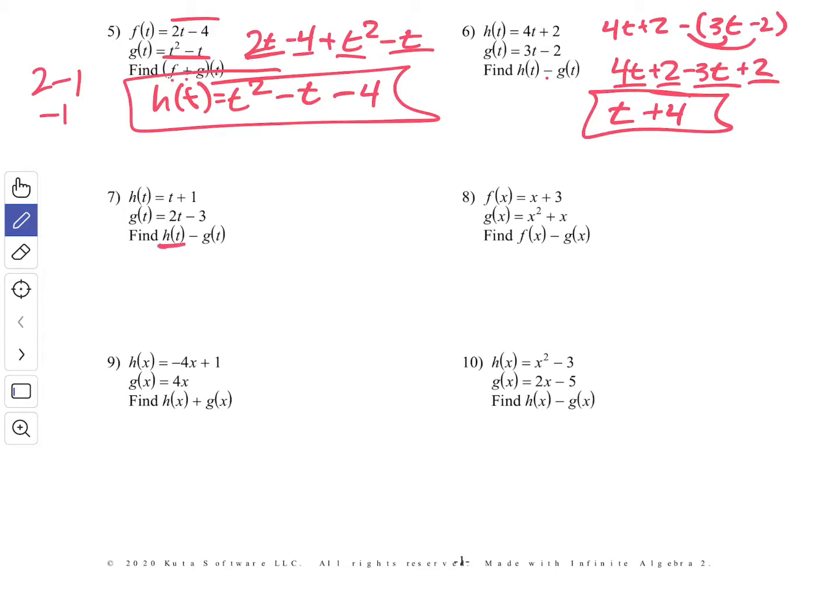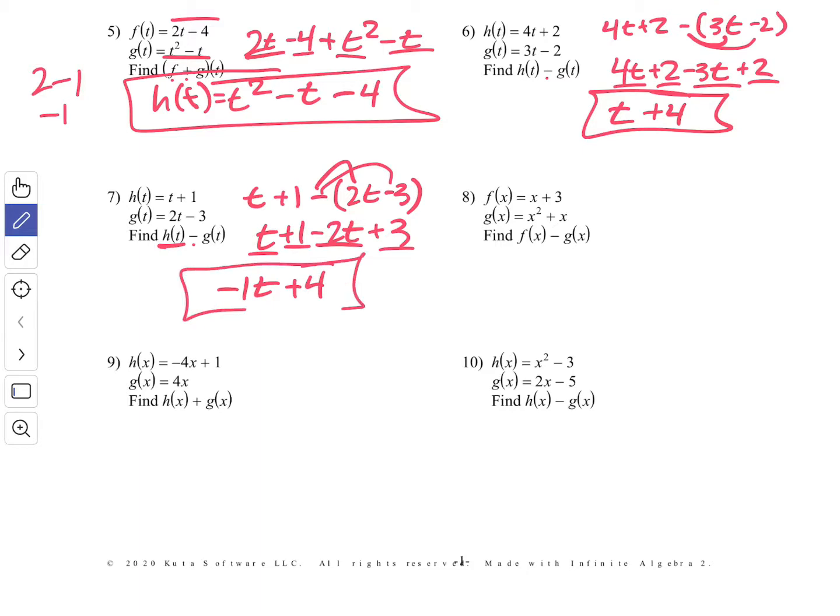Number 7, h of t: so t plus 1 minus g of t, so minus 2t minus 3. So we get t plus 1 minus 2t plus 3. Negative 2t plus t is negative 1t. Plus 1 and plus 3 would be plus 4. And there's my new function.